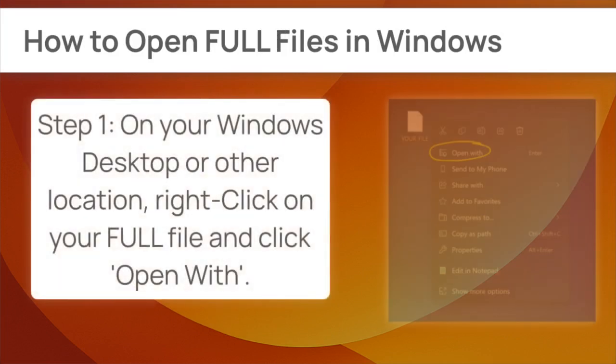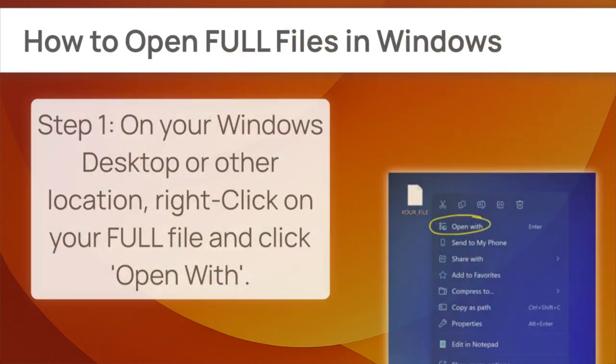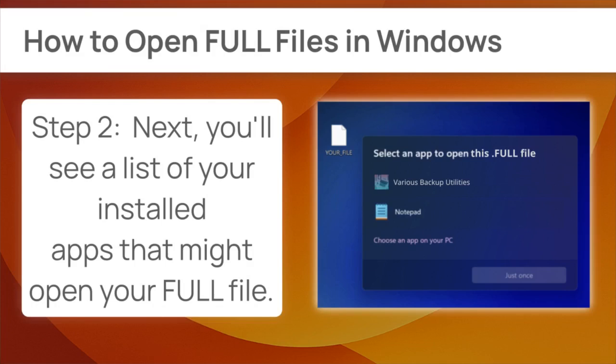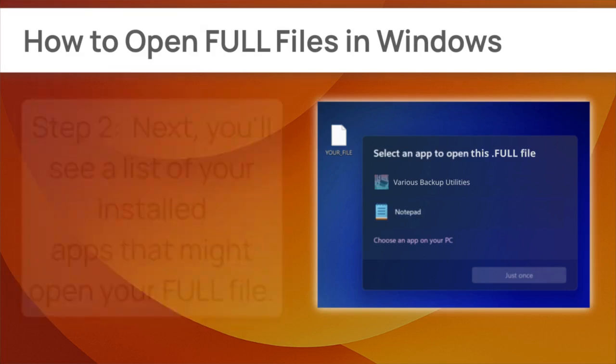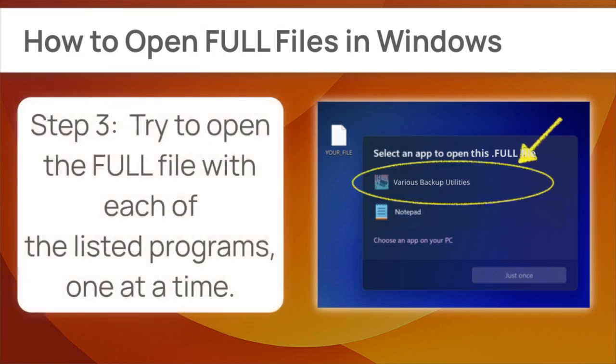We'll systematically check compatibility. Right-click your FULL file and choose Open With. Start with the most relevant-looking option in the list, especially anything mentioning backup utilities. If it fails, try the next app until one opens it.